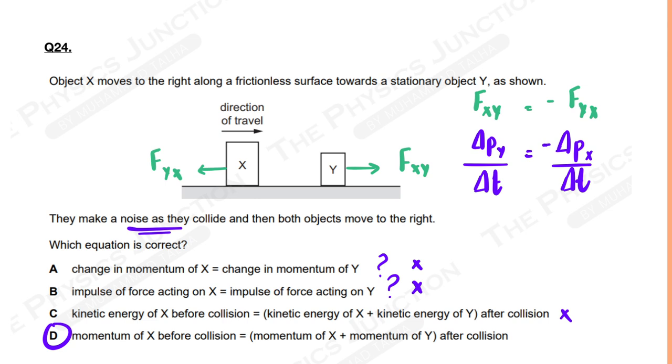Now I know that when both of these will be in contact, obviously they will be in contact for the same time, so these times cancel out. So what would have been correct is if the change in momentum of X is equal and opposite to the change in momentum of Y. So only if either of these options had a negative sign here, these would have been correct. But as it stands, they're not correct.